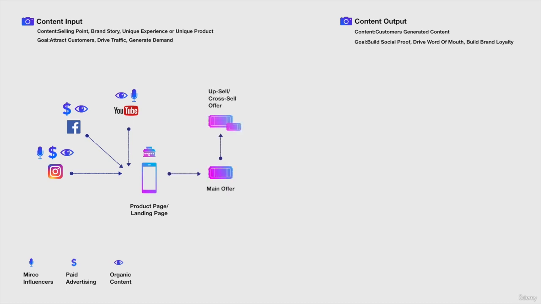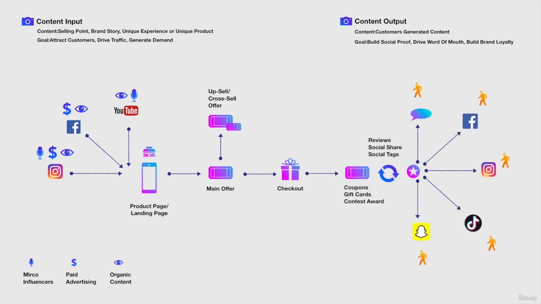Now let's look at the complete funnel. You first acquire a customer through social media, be it organic, paid, or influencers, and you send them to a product page where you have an offer. Then you send them to an upsell or cross-sell offer, and then finally to the checkout. After a period of time, you will send an email with coupons or gift cards for reviews and social share. Now let's take this same concept and scale it.